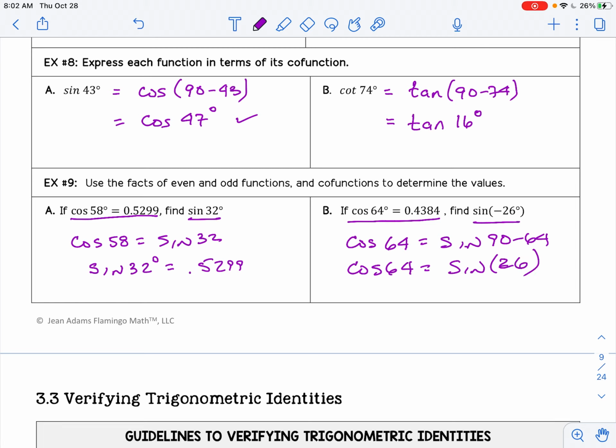Now, if you have a negative 26, what happens here, just so you know, is this minus inside here, because it's an odd function, can be brought out in front. I don't want to get into that too much, but that's what would happen. So actually this answer would turn out to be negative 0.4384. We can talk about that a little bit more in detail. But for now, the cofunction one is the one I'd like you to understand. We can talk about when it becomes positive and negative in a little more detail.